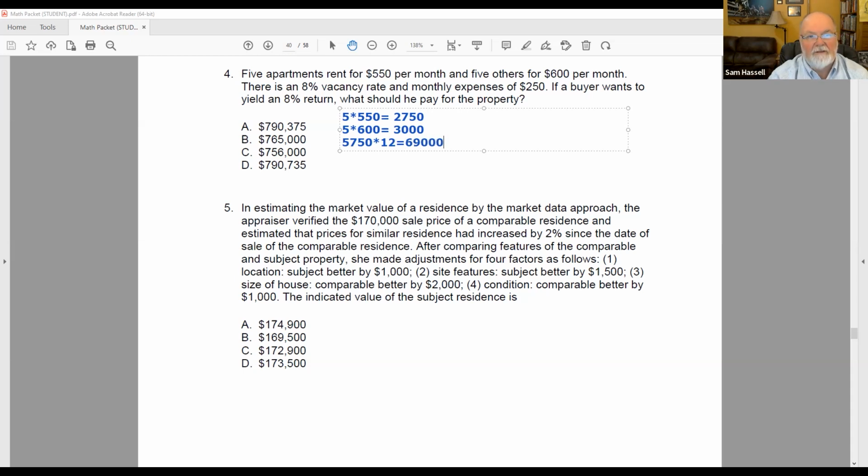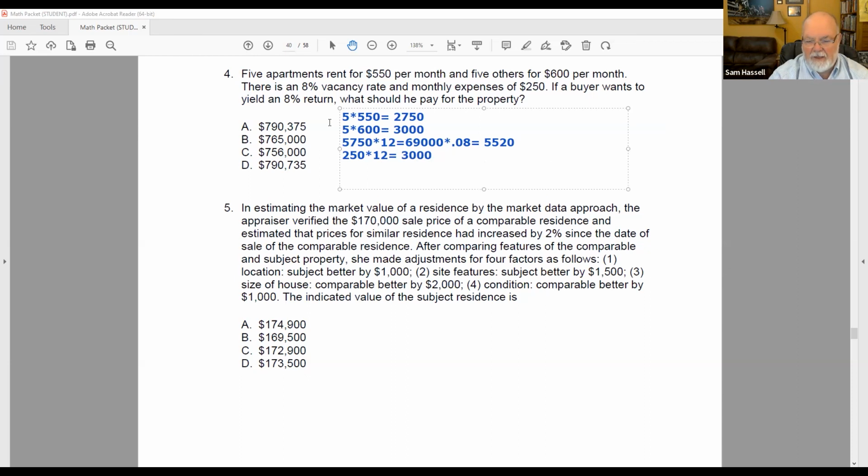$69,000. All right. Now we have 8% vacancy. So 69,000 times 0.08 to find the vacancy rate. All right. That vacancy rate is going to be 5520. We have monthly expenses also. We have monthly expenses here of what? $250 times 12 months. 250 times 12 is 3,000.